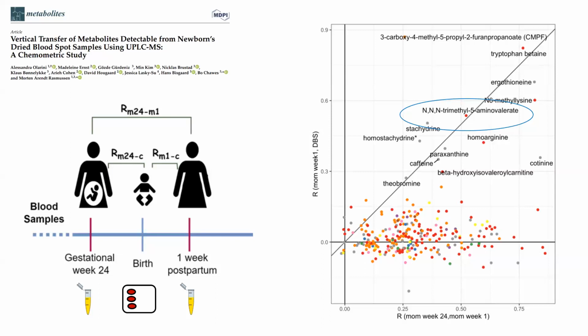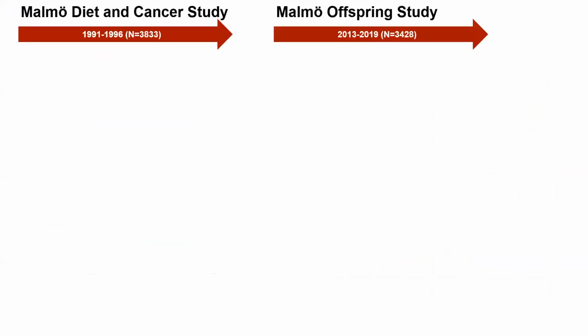To me, this indicates that what we actually measure in the neonates is something that they get from the mother. So if that is true, it would be very interesting to know what we can do to influence the levels of this metabolite in the mothers. So in order to answer that question, we contacted our collaborators in Sweden, and we got access to these two cohorts with untargeted metabolomics data.